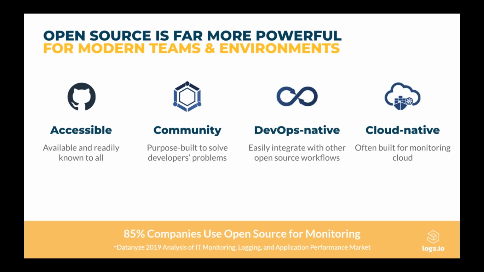Thirdly, it's DevOps native, right? It's a whole lot easier to integrate your open source tooling into your DevOps workflows than it would be any proprietary tooling. And if you don't have that integration, you can just easily build it yourself. And then lastly, it's cloud native, right? Many of the technologies that made the cloud what it is today are open source. And so those are just a couple of reasons why open source is, by far and away, the most popular and familiar way to gain observability into Kubernetes.